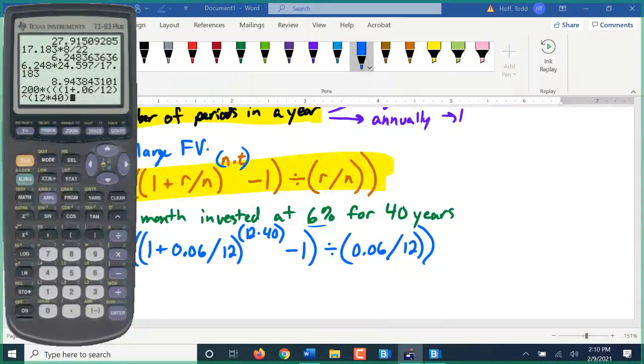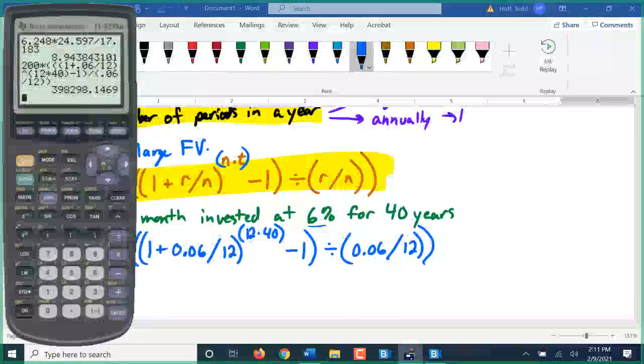So, the power of 12 times 40 minus 1, close parentheses, divided by open parentheses, 0.06, divided by 12, then we close the parentheses twice. $398,298.15.